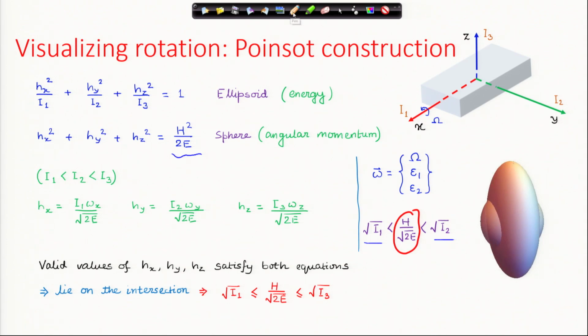Now, all these values on this curve, this is a closed curve, there will be a closed intersection curve, all these values are valid values. And when I give spin about the lowest moment of inertia axis, we have seen this before, that there is a precession of the body.